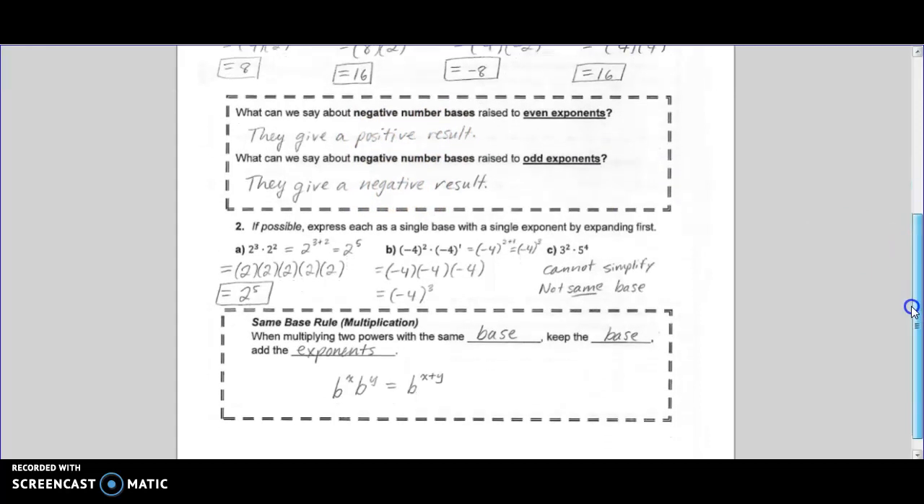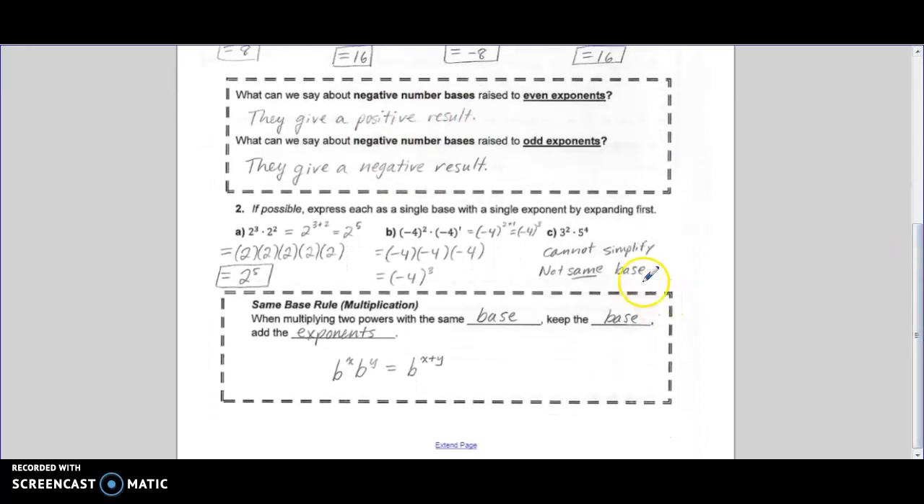Okay, moving on to number 2. If possible, express each as a single base with a single exponent by expanding first. Okay, so first we need to expand and then simplify. So if we have 2 cubed, we know 2 cubed is 2 times 2 times 2. And then multiply that by 2 squared, and we know 2 squared is 2 times 2. So to express this as a single base, what do we have here? We basically have 1, 2, 3, 4, 5 2's. So to express that as a single base, it's 2 to the power of 5. Okay.